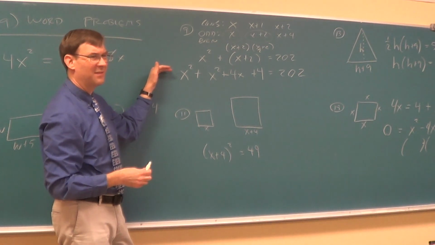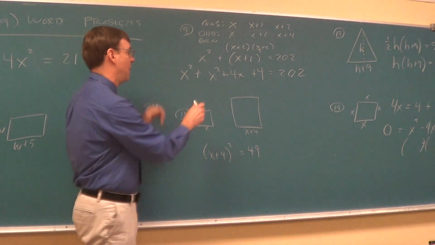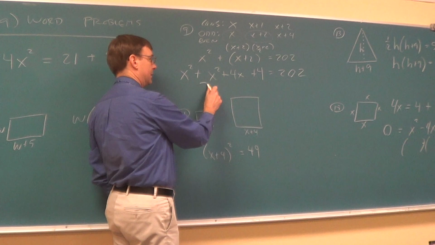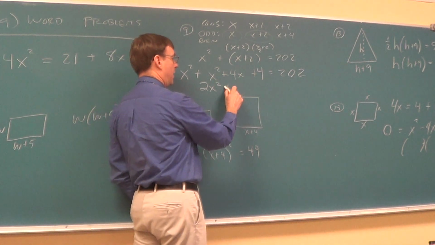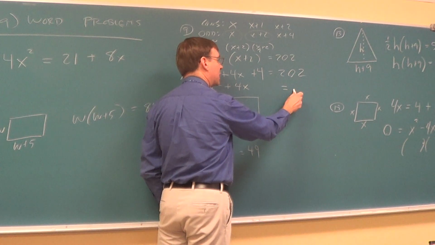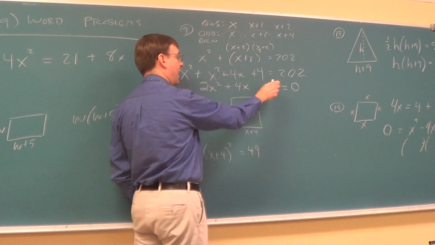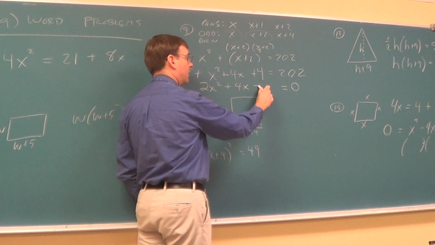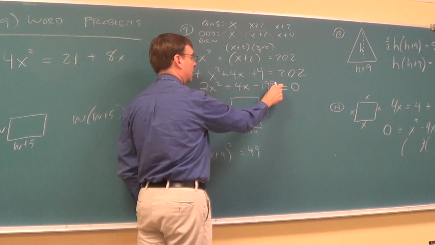What would be your next thing for this? Combine like terms. So this makes 2x squared plus 4x. And while you're doing that, you might as well make it equal 0. What's that going to create when that moves over? Negative 198.